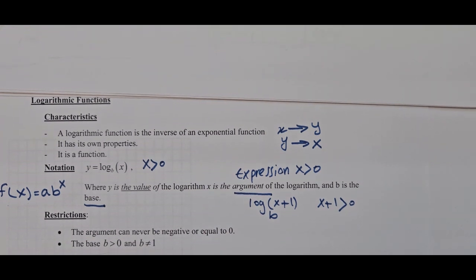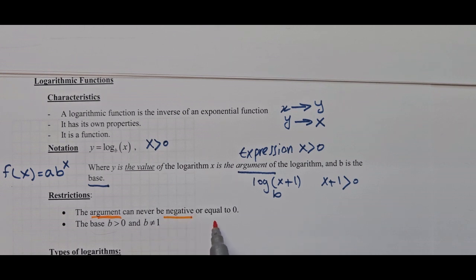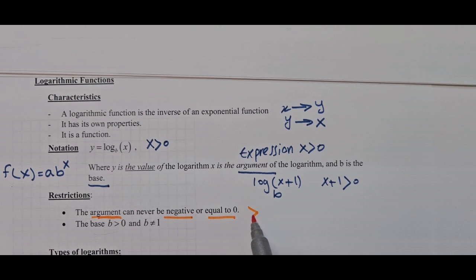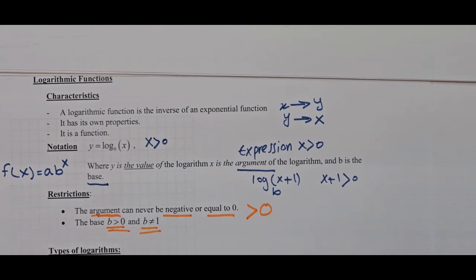So let's reiterate the restrictions. There are two important restrictions, as you can see. The argument can never be negative, and it can never be equal to 0. So it must be greater than 0. The base must be greater than 0, and it cannot be equal to 1. So there are two restrictions for the base, and there are two restrictions for the argument.